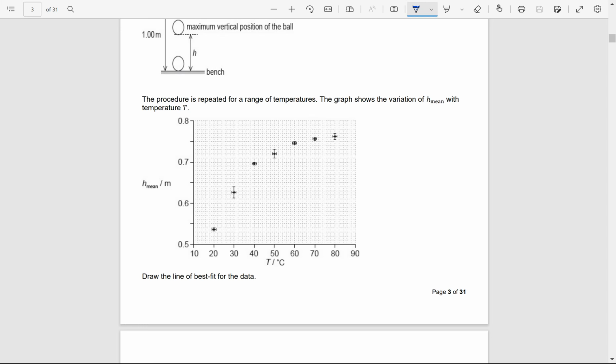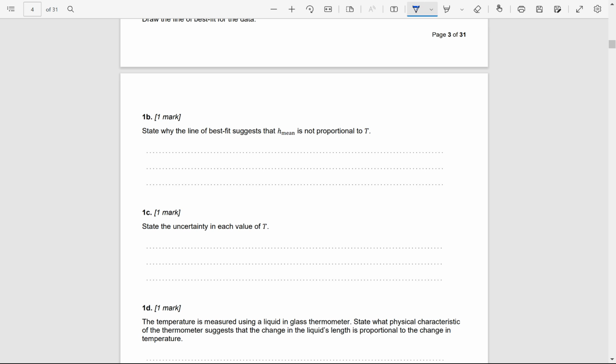Question 1a, we're looking for us to draw a line of best fit through the data. Now we've got error bars in the data, so the line of best fit has to go through the error bars. So we're looking for a curve, because that's what the points are suggesting, that passes through the error bars. Something along the lines of that.